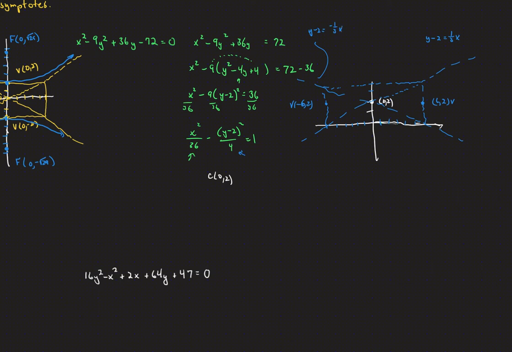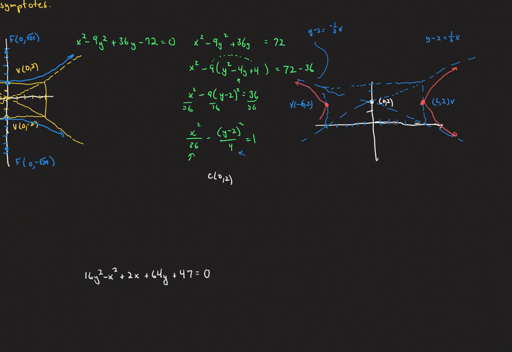We can plot our vertices. They're going to be right and left. So one vertex, so we already labeled them. I'm going to make them red now. And then it's going to open right and left. So we're going to approach those asymptotes.